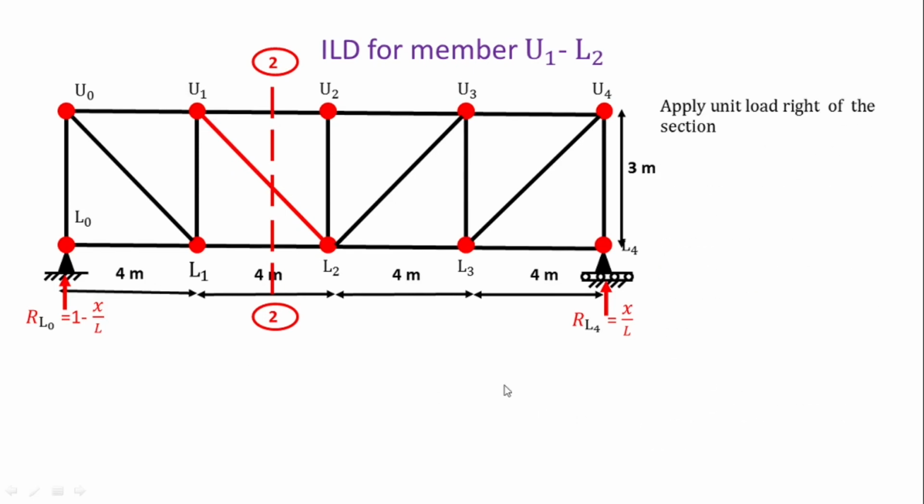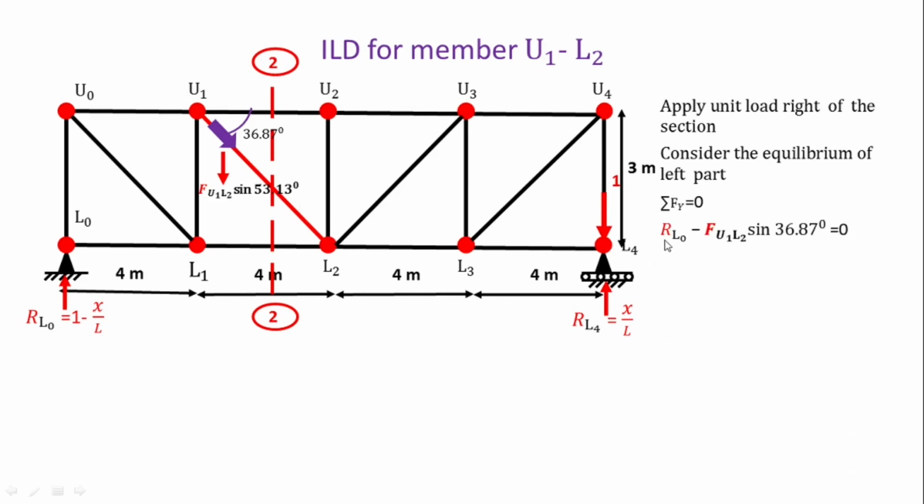Now finally, apply the load again on the right side, on L4, and consider the equilibrium of the left hand side part again. Again we are considering the tensile force and again we are applying the sigma Fy condition, same as the previous. The resolution of this force is F U1 L2 sin 53.13. So the equation is the same as the previous, RL0 minus F U1 L2 sin 36.87. So we got F U1 L2 is equal to RL0 divided by sin 36.87.